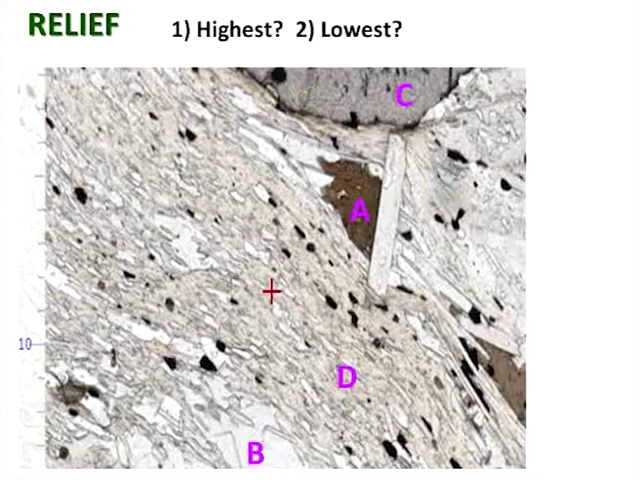Okay, let's go on to another one. How about the lowest relief mineral? A, B, C, or D? Okay, so we've got some for B, we've got some for D. Mostly B's. Excellent. That's right.